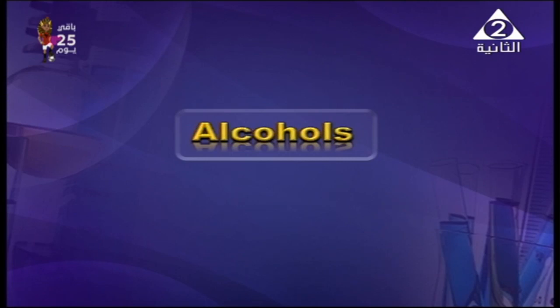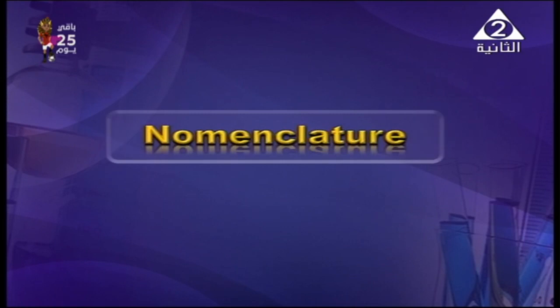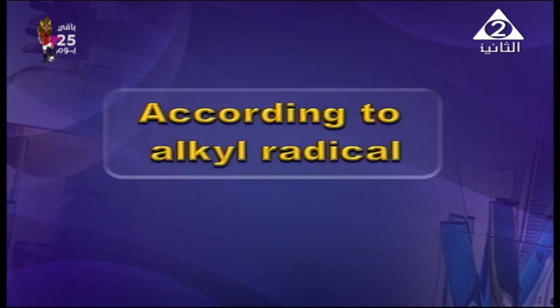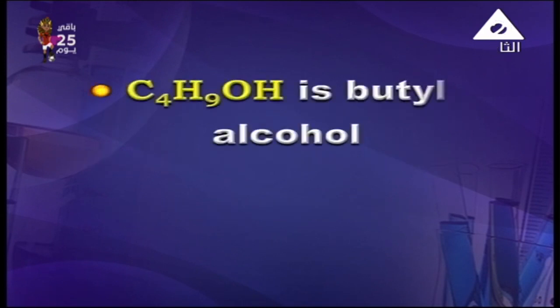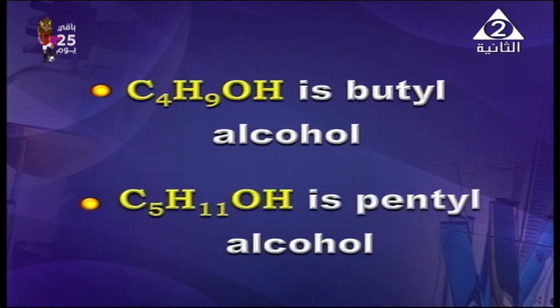Now we are going to discuss alcohols in detail. The nomenclature of alcohols according to the alkyl radicals is by adding the word alcohol to the alkyl group, such that C4H9OH is butyl alcohol, C5H11OH is pentyl alcohol.